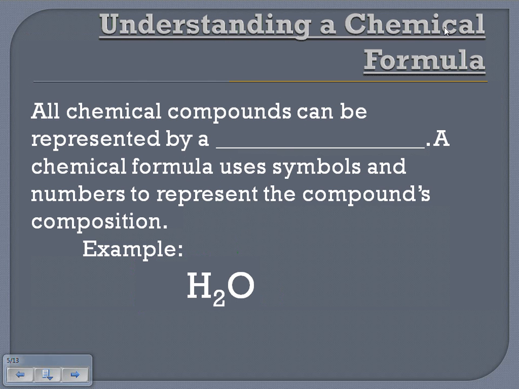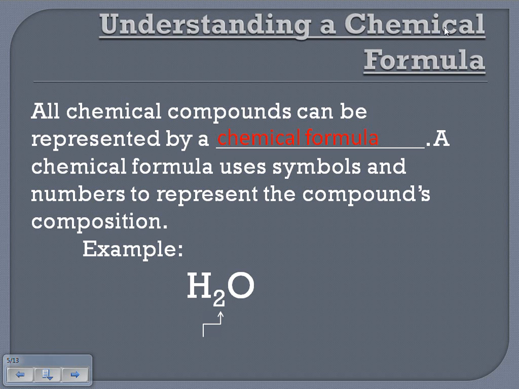All right, so now we're going to look at how to interpret and understand a chemical formula. All chemical compounds can be represented by a chemical formula. A chemical formula uses symbols and numbers to represent the compound's composition. The example I gave you is H2O. This is a really easy one. It's very common. You all know that it's water. What does it actually mean to say H2O?